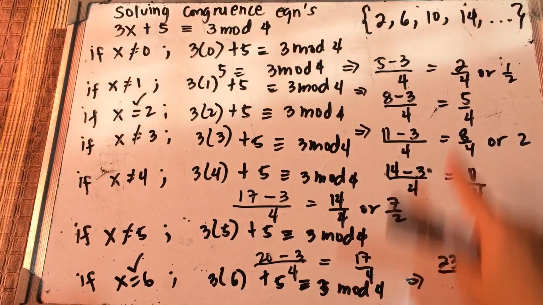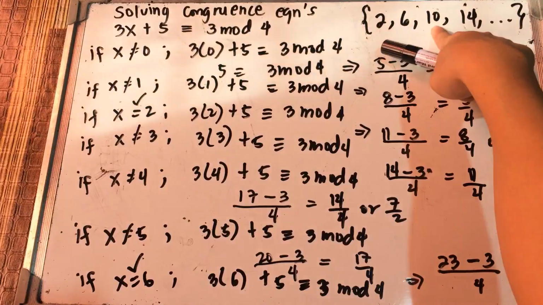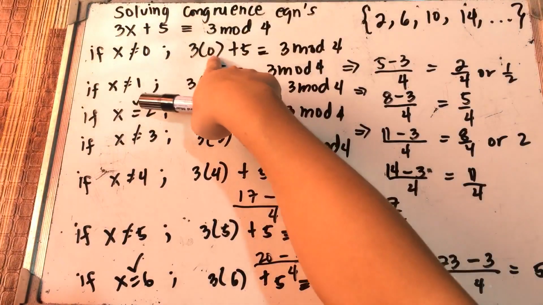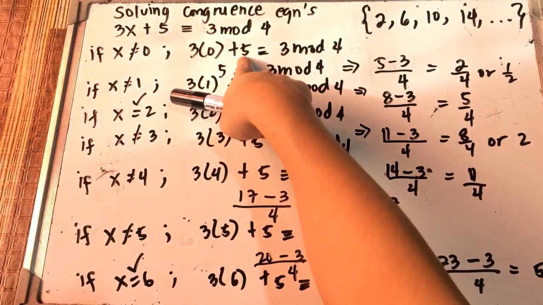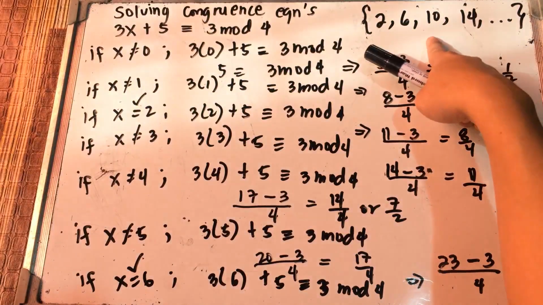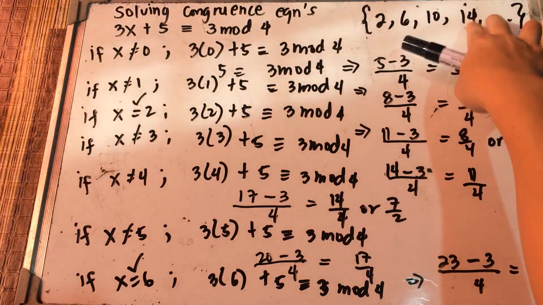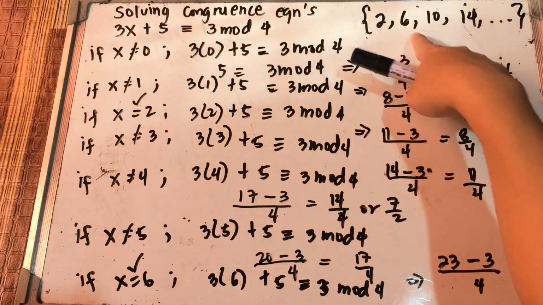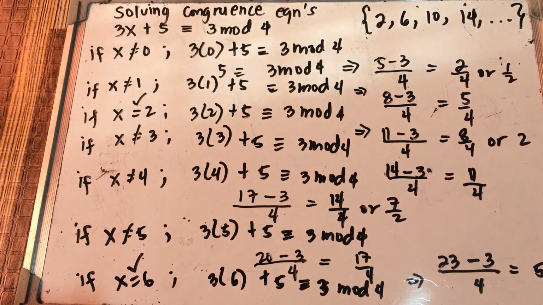So, you have to test if, halimbawa, yung magiging sunod natin solution ay 10, kapag ipinalit mo dun sa value ng x, we have 30 plus 5, 35, minus 3 is 32, divided by 4 is 8. So, tama naman. That is a true congruence. Ganun din sa 14. Therefore, upon checking the pattern, the solution set is the values of x from 2, and then we have 6, 10, 14, and so on and so forth.